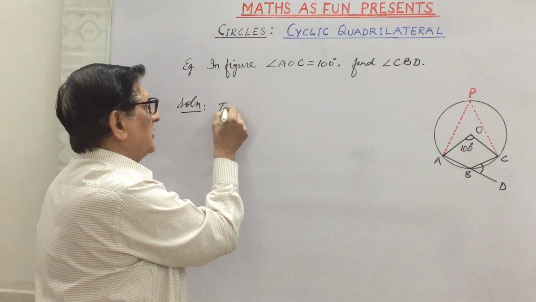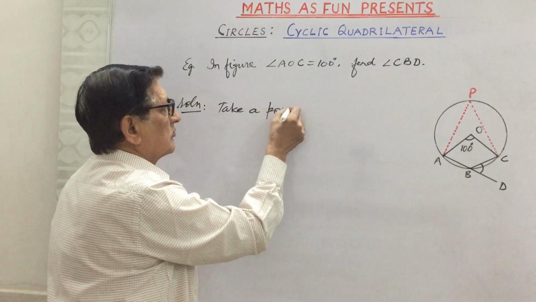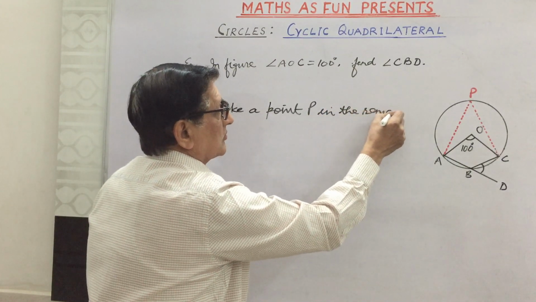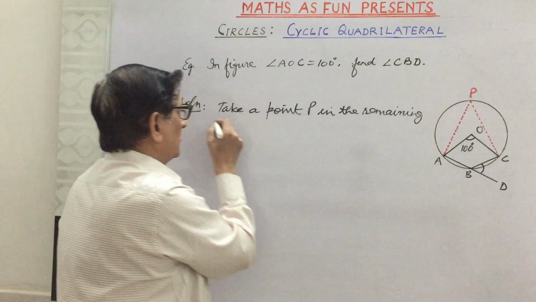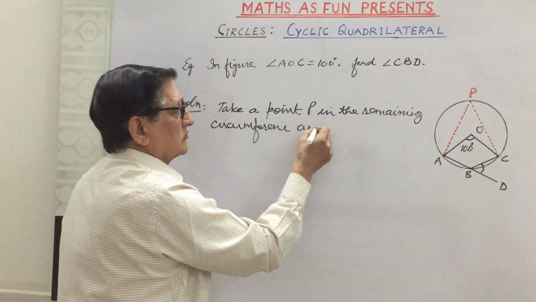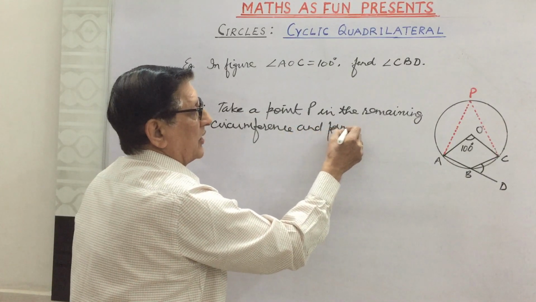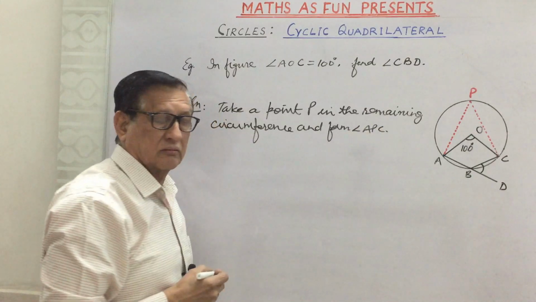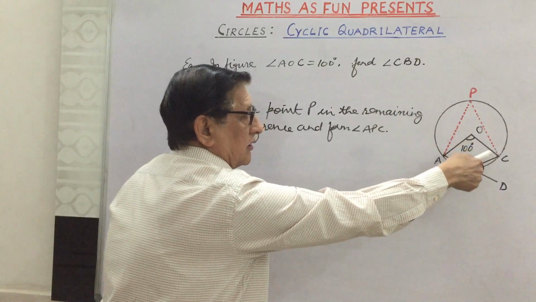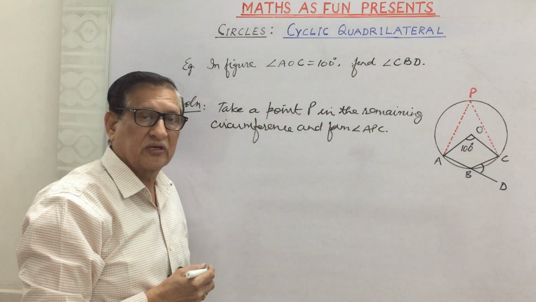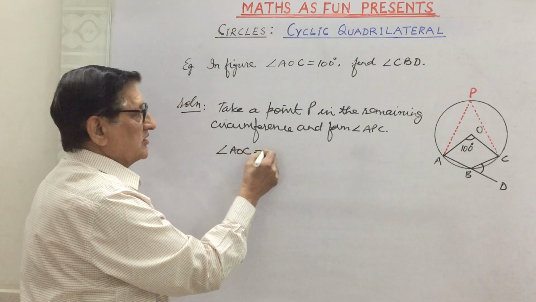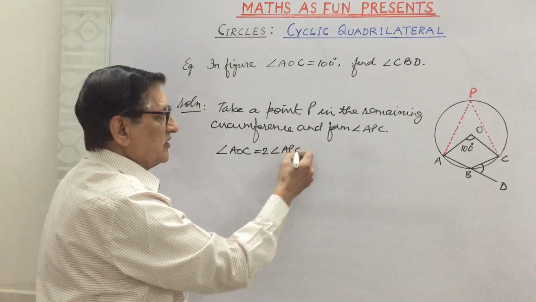So we can write here, take a point P in the remaining circumference and form angle APC. Now we know that by an arc, angle at the center is twice the angle at any point of the remaining circumference. Therefore, what we get here? Angle AOC is equal to twice of angle APC.